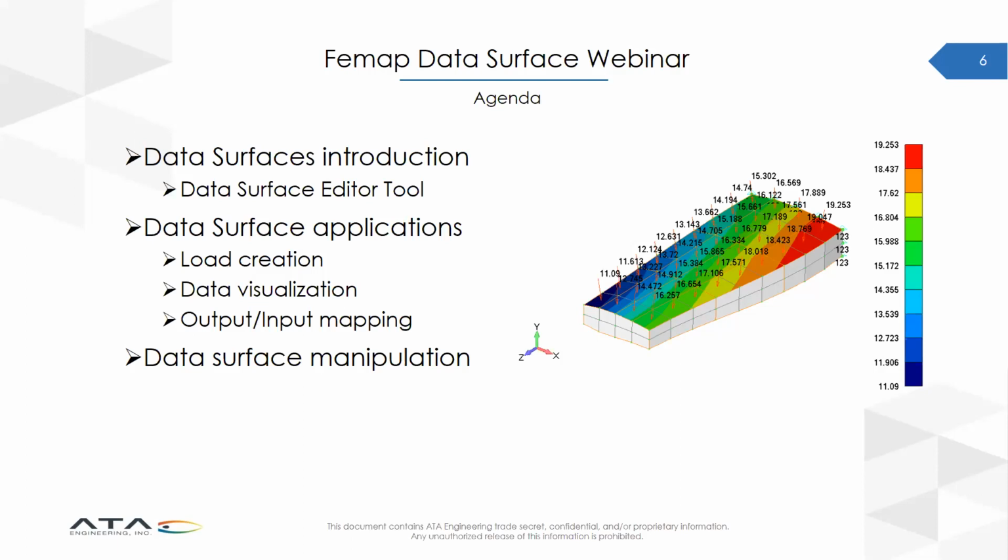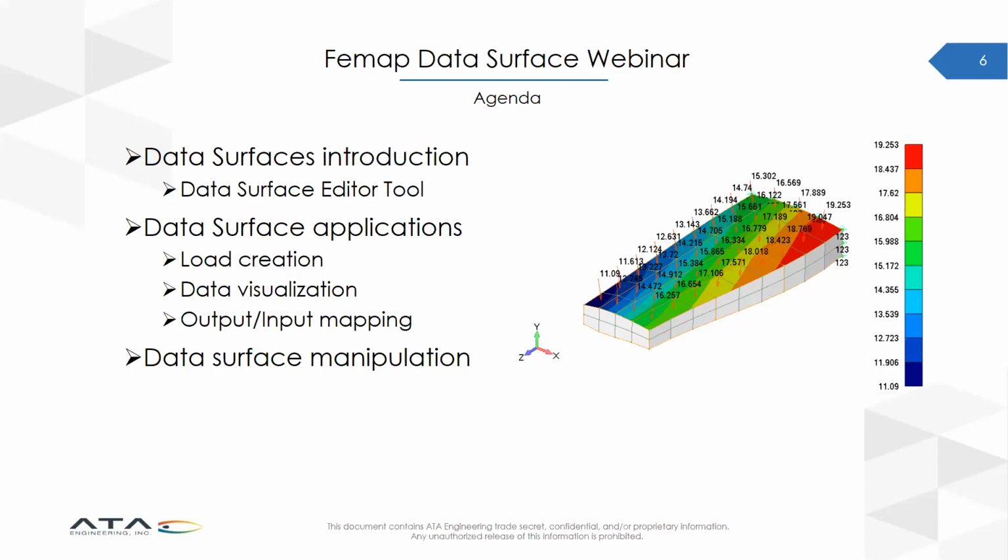First, I'll do a quick introduction to tell you what the data surface is, and the data surface editor tool, which is the way you interact with data surfaces, mainly in Femap. After that, I will go into the demonstration in Femap. First, I will show how to create loads, which is the main application for data surfaces. Those loads you can see as vectors or arrows with magnitude, but I will show you how to turn that into an output and visualize them as a color contour.